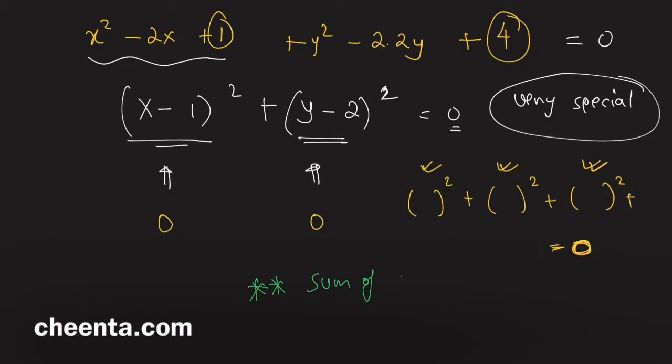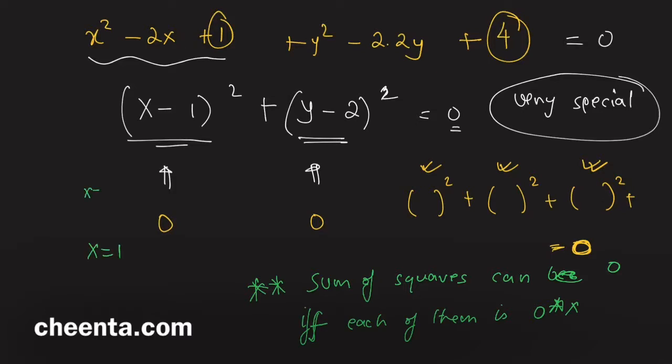Sum of squares can be 0 if each of them is 0. So this is if and only if. There are two f's here, by the way. So this means x is equal to 1. That means x minus 1 whole square is 0. This means x minus 1 is 0, which means x is equal to 1. And similarly, y is equal to 2. So the only point that works is 1 comma 2.